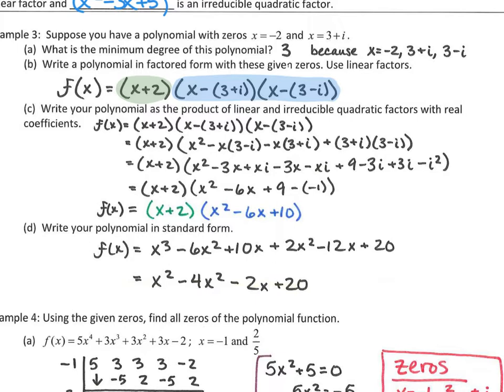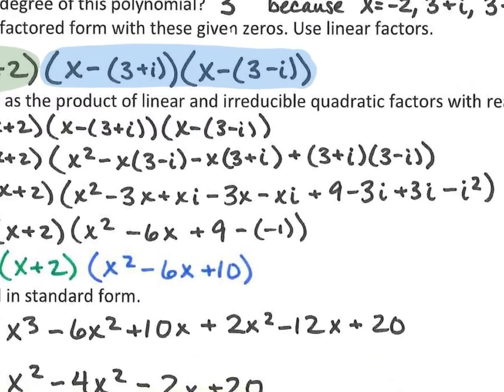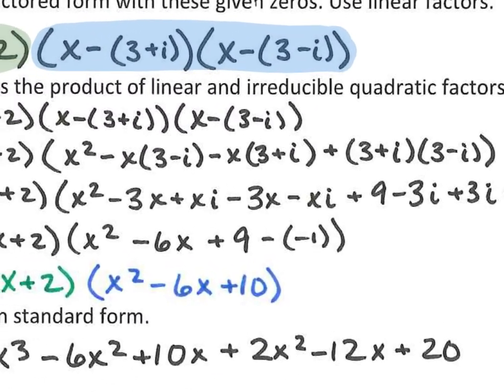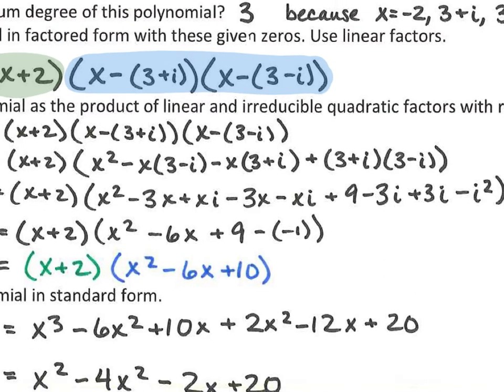That's factored form with linear factors, but we want to eventually write it as a product of linear and irreducible quadratic factors with real coefficients, so we have to do the following work. Let's just figure out what I did so we can write down what I did in each step. The first step here is exactly the problem before it. I just rewrote it because I needed it to be closer for myself. What did I do to get from this line to this line? Can anybody figure it out?